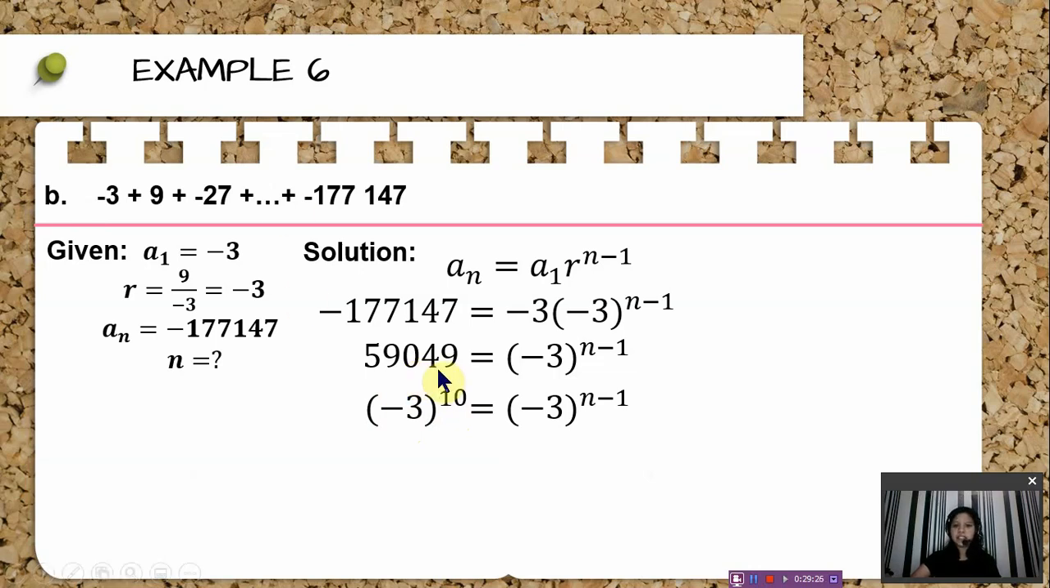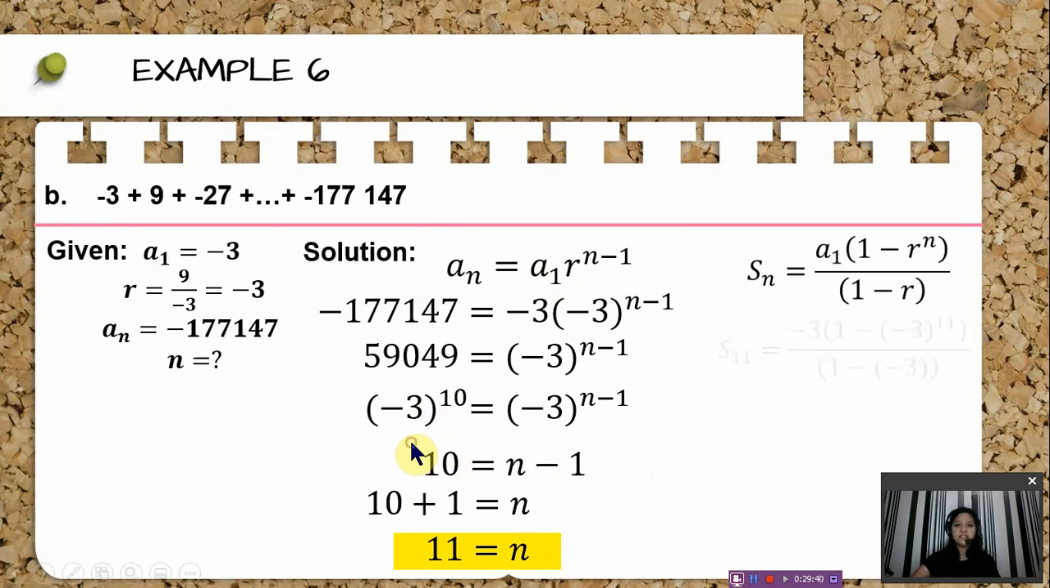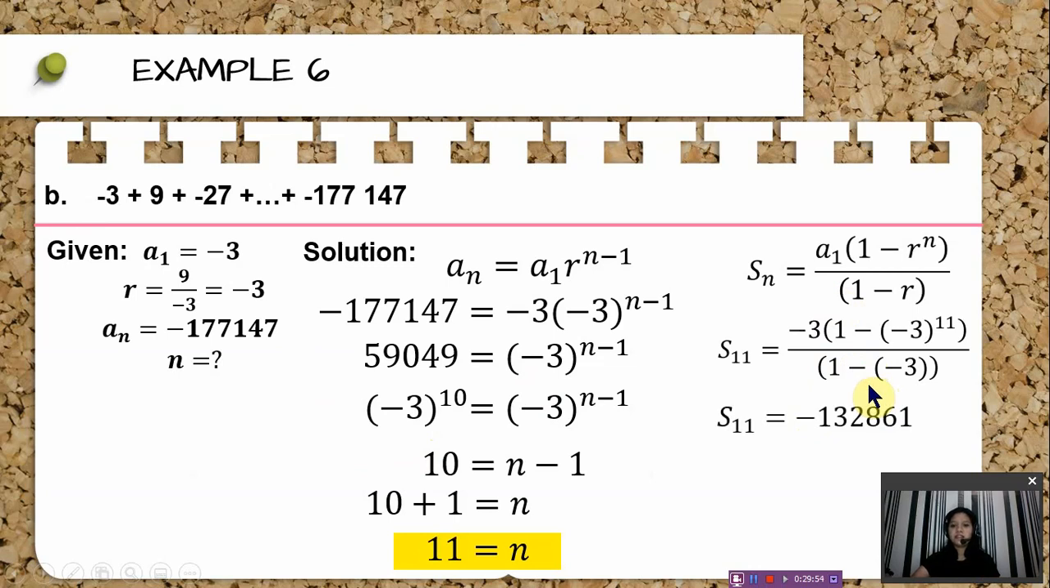Now, let's equate the exponents. We will get 10 is equal to n minus 1. Transpose negative 1. We will have 10 plus 1 is equal to n. So, our n is 11. Now, we can get the sum by substituting all the given values to the formula. So, we will have S sub 11 is equal to negative 3 times the quantity 1 minus negative 3 raised to 11 over 1 minus negative 3. So, simplifying, we will have S sub 11 is equal to negative 132,861.